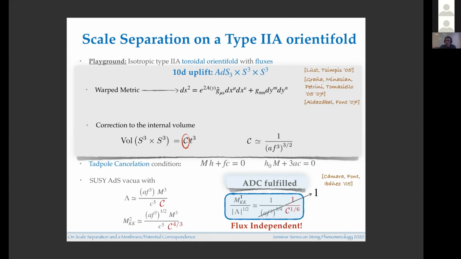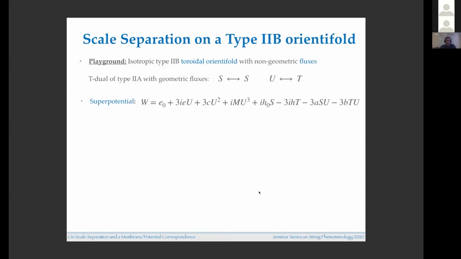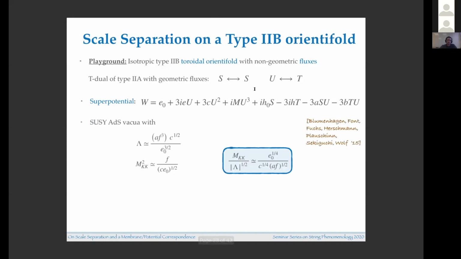So let me very quickly introduce a type 2B model, which from the EFT point of view looks like there is a scale separation. It requires non-geometric fluxes. So this is the dual of one of these type 2A models that I was talking about. To obtain the superpotential, one can just do T-duality, exchange U's and T's, and keep the S's in the same way.